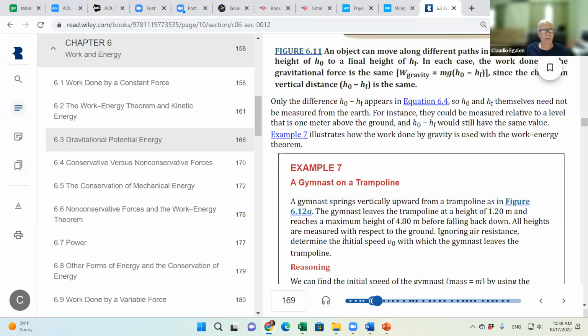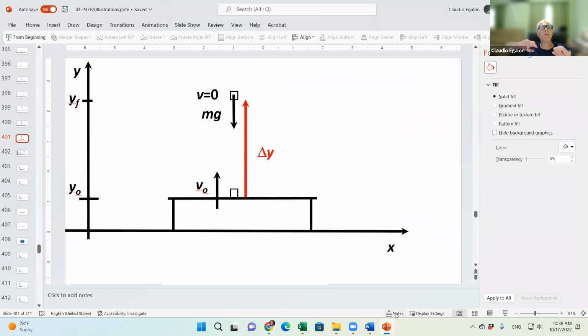Okay. All heights are measured with respect to the ground, ignoring air resistance, which, by the way, is a non-conservative force. It's like air friction. Determine the initial speed V0 with which the gymnast leaves the trampoline. So what we're going to do here is use the ideas of potential energy, kinetic energy, and the work kinetic energy theorem. That's what we're going to do to solve this problem. Let's do that together.